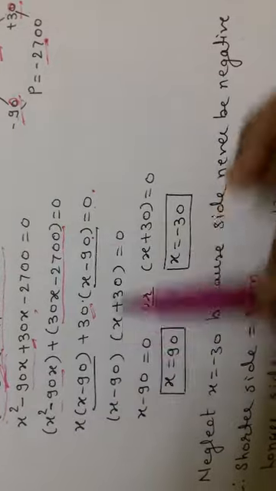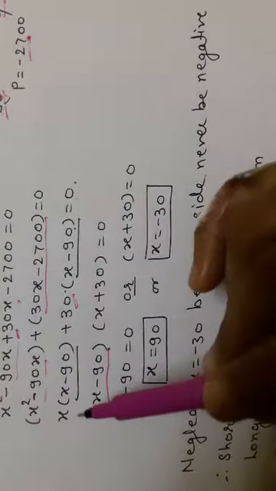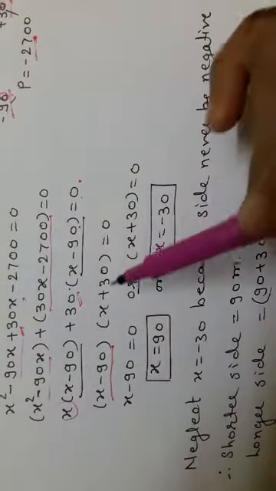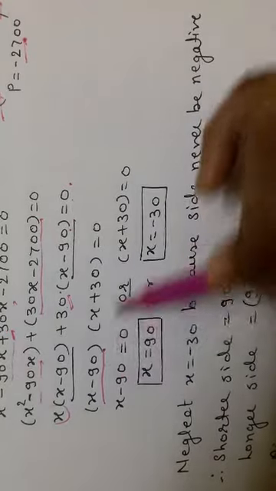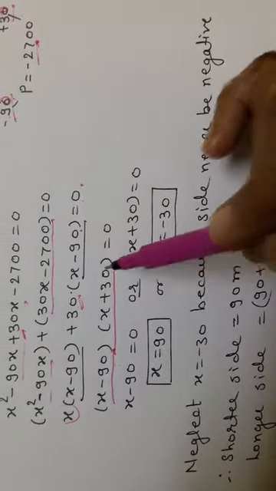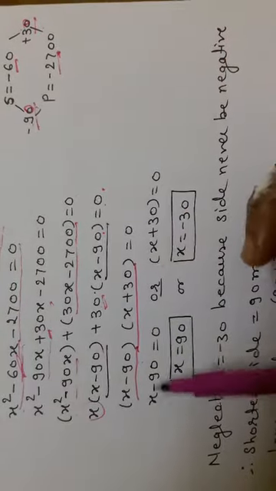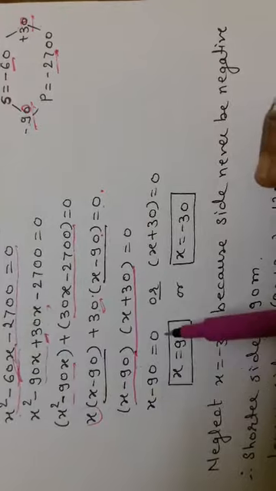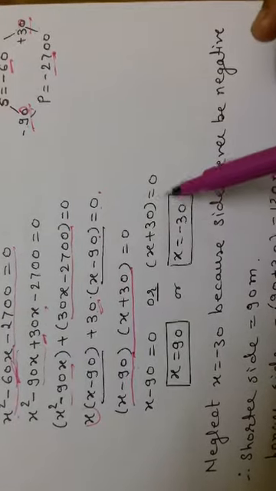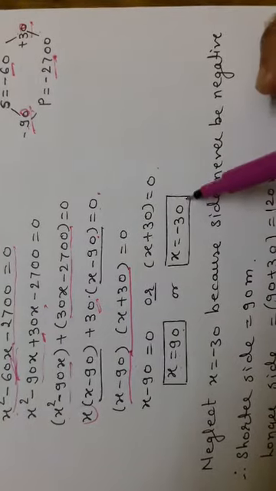Here x minus 90 and x minus 90 is common again. So we will take this as common. What is left here? x, and what is left here? Plus 30, which is equal to 0. These are the two factors of the polynomial. So on equating each factor with 0, x minus 90 is equal to 0 or x plus 30 is equal to 0, we will get x is equal to 90 and x is equal to minus 30.